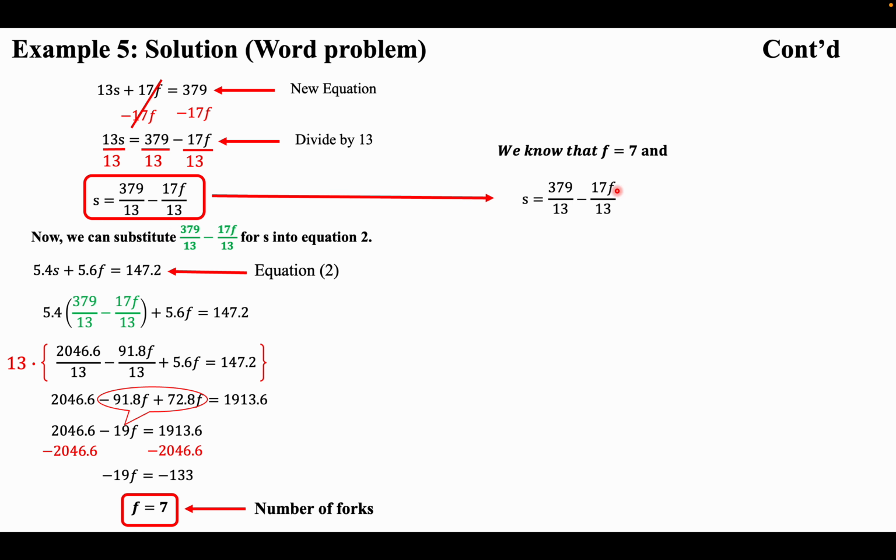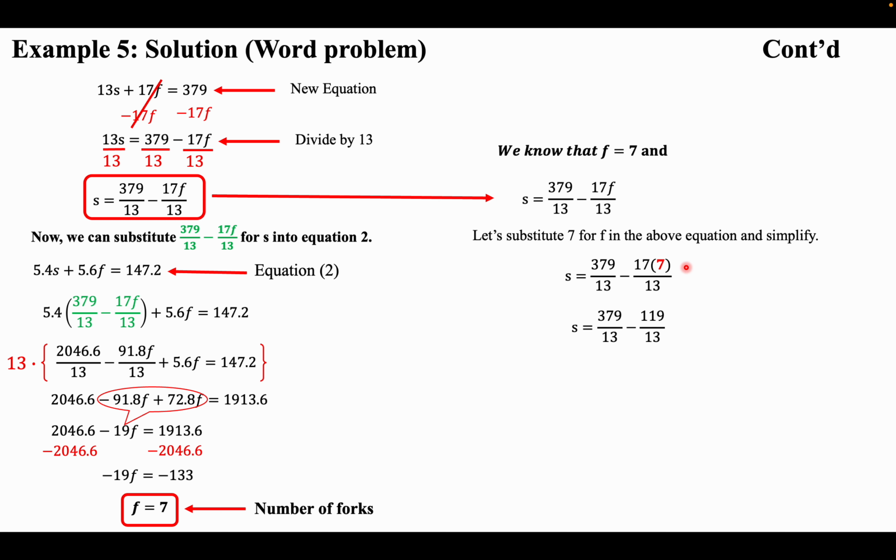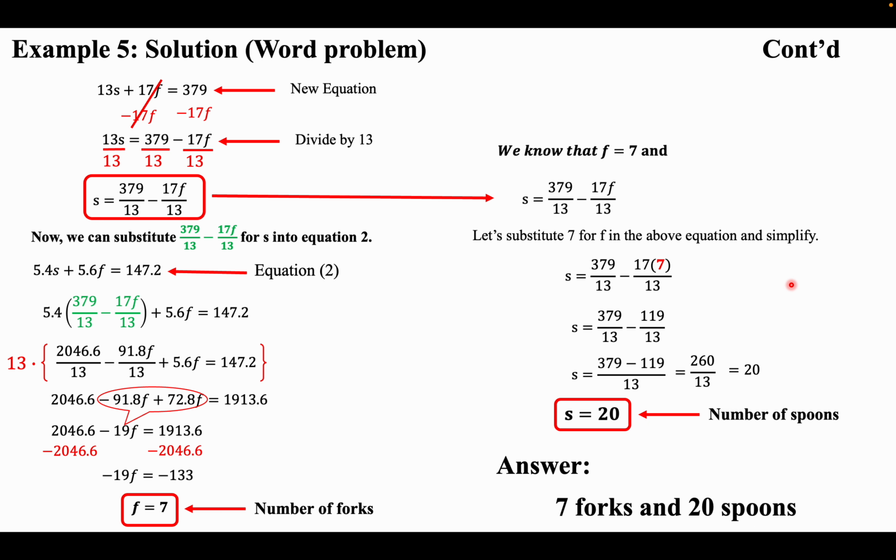All right, if I plug in 7 here, I get the following expression, and if I simplify it, this is what you get. 17 times 7 is 119. They have a common denominator, the same bottom numbers, so we can subtract the tops. That gives you 260 over 13, which is 20 in this case. So the number of spoons would be 20. We have 7 forks and 20 spoons as our answer.